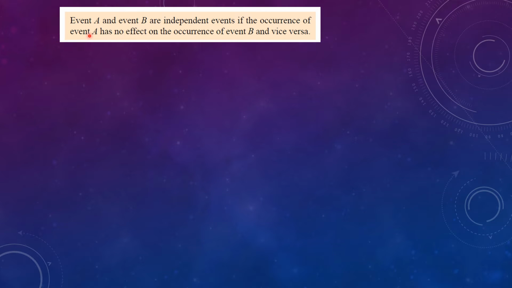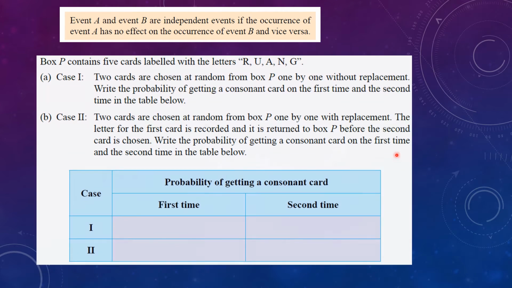Event A and event B are independent events if the occurrence of event A has no effect on the occurrence of event B and vice versa. That means if event A and event B don't have any relation, they don't depend on each other, then they are independent. So we can look at an example.